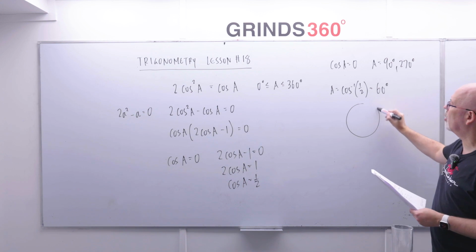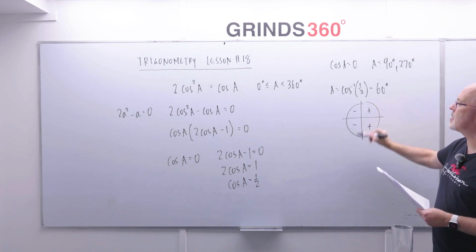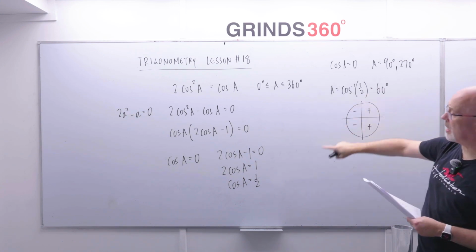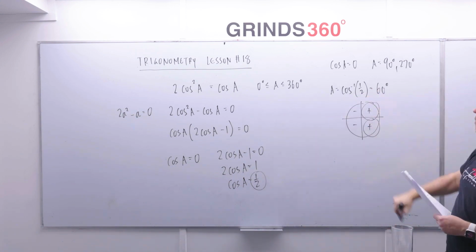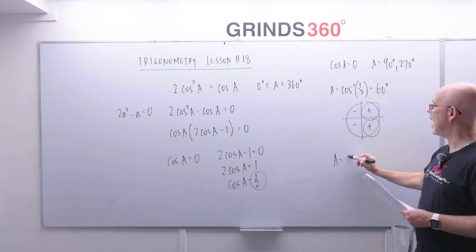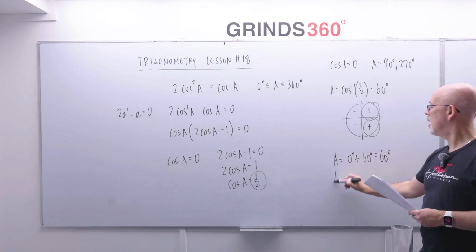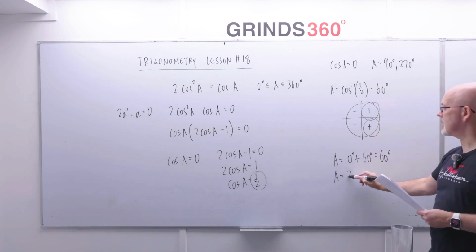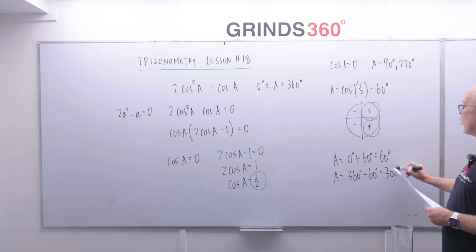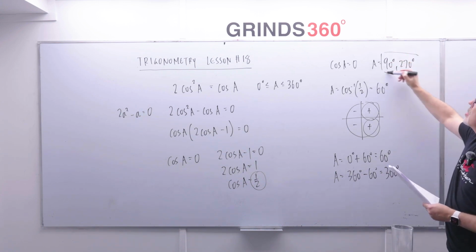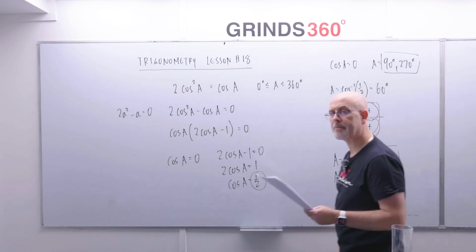So what does my circle look like? Because I'm dealing with cosines here, remember, cosines, they're the positives, they're the negatives. So because you've got a positive value here, it's this quadrant here and this one, so the first and fourth quadrants. So A will be 0 plus 60, which is 60 degrees. And then A in the fourth quadrant will be 360 minus 60, which is 300 degrees. So there's your four answers: 90, 270, 60, and 300. There's four different answers for that one there.